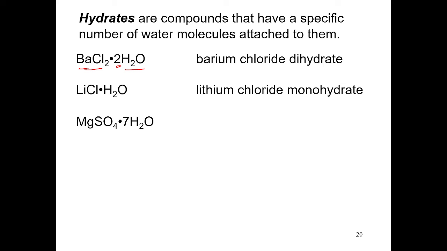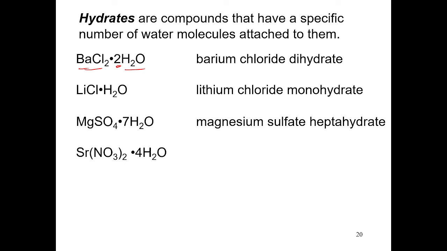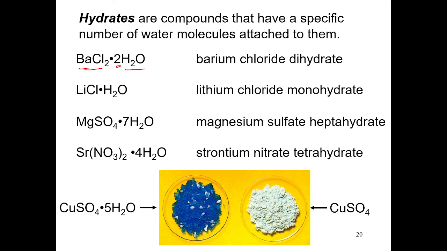And next, we have here magnesium sulfate with seven water molecules, meaning to say we will have magnesium sulfate heptahydrate, hepta for seven. We also have this compound, which is strontium nitrate tetrahydrate. Right? So what is the difference between the hydrates?